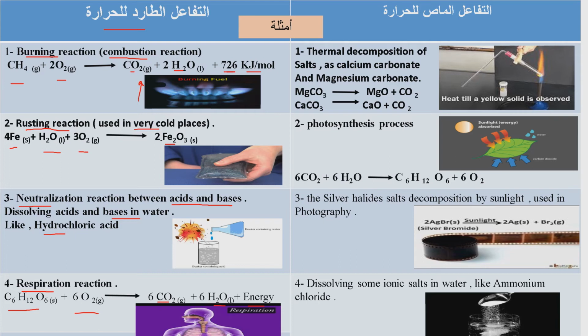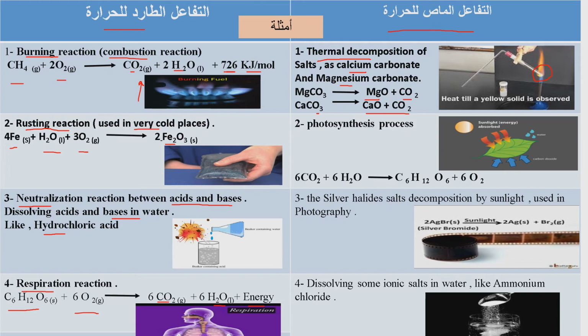For endothermic reactions, we can see obvious examples in the thermal decomposition of salts. Calcium carbonate and magnesium carbonate can be decomposed into calcium oxide and magnesium oxide with carbon dioxide. We start to heat our sample using a Bunsen burner, so we give the system energy. Giving energy to the system makes it an endothermic reaction until we have thermal decomposition of the salt.